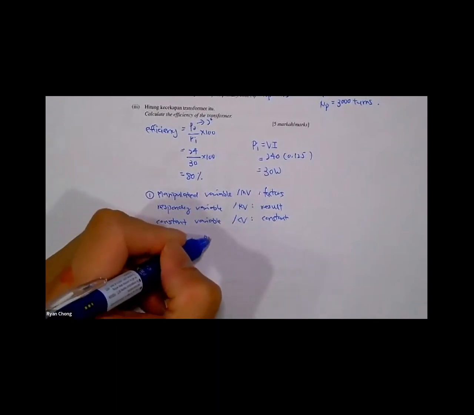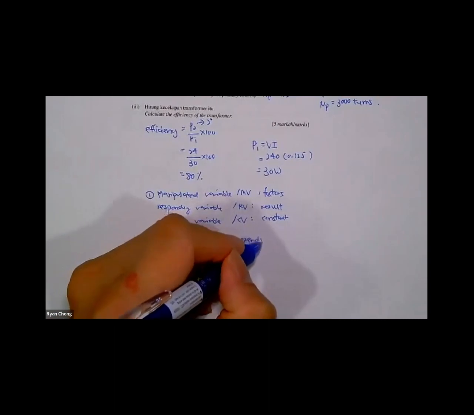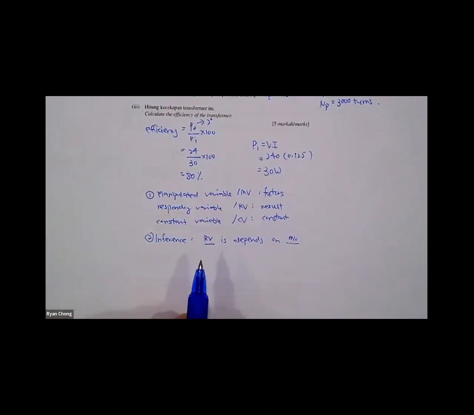Now, if they ask you to write inference, the way we write is RV depends on MV. RV in front. For example, the brightness of the bulb depends on the electric current supply. Right? RV in front, MV behind. The result depends on what factor.